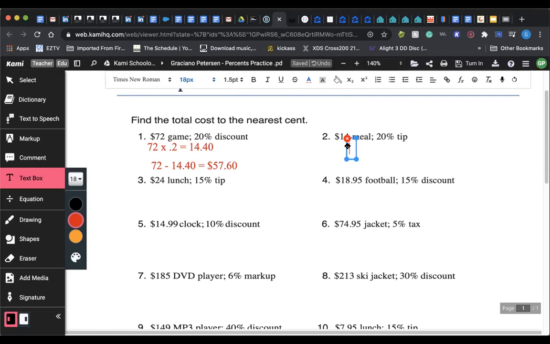All right. Number 2 is a $14 meal with a 20% tip. So again, I'm going to do the same thing I did before, right? I'm going to take the 14, I'm going to multiply it by 0.2. Right, and that's going to give me 280. But then what do I do with that 280? It's a tip. So what do I do with it? You're going to add it to the $14. I'm going to add it to the $14. And it's going to be $16.80. Perfect.